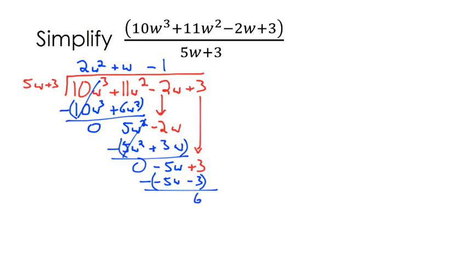So this example, I think the last one we wrote as a remainder, so this time I'll try it as a fraction. So I could say remainder 6, but instead I'm going to say it as 6 over 5w plus 3. And this up here, this entire thing would be your answer.